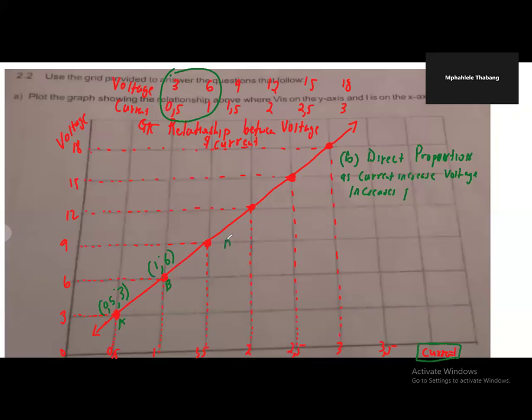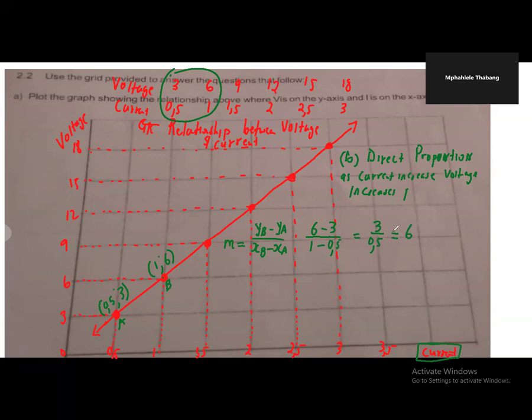When you calculate the gradient, you say m equals y at B minus y at A over x at B minus x at A. So you are calculating the gradient of a line. You look at change in y over change in x. You take y at B, you subtract y at A. What is y at B? It's 6. What is y at A? It's 3. You take x at B, it's 1. You subtract x at A, which is 0,5. So your answer is going to be 3 over 0,5, which is 6. So the gradient of this line is 6.